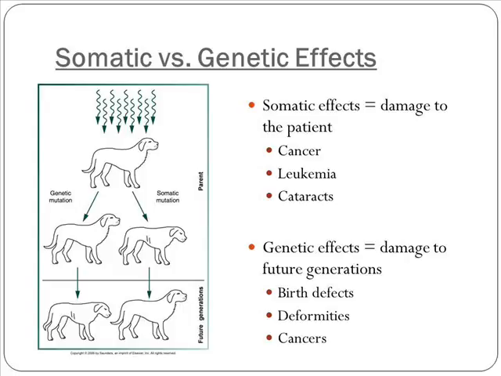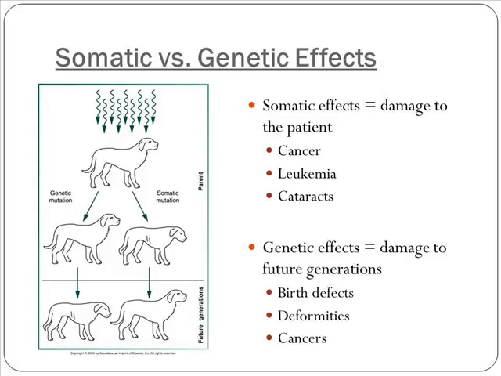Now there's two different effects that can happen from radiation. The radiation can either affect us, ourselves, or can affect future generations. Somatic just means that it's damaging the patient. The person receiving the radiation is getting massive doses of radiation. It can cause cancer, leukemia, cataracts within that person. Genetic effects means that it's going to affect future generations, their children, the person getting the radiation, their children, which will then cause birth defects, deformities, cancers in future generations.